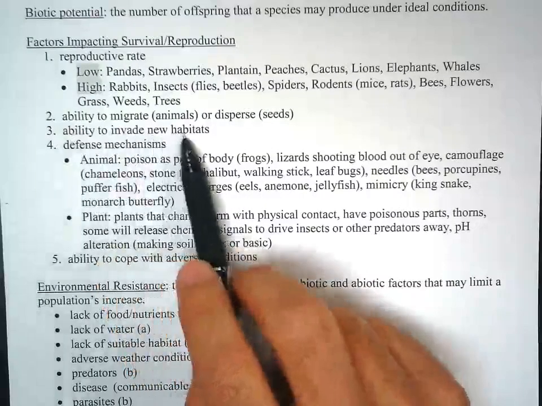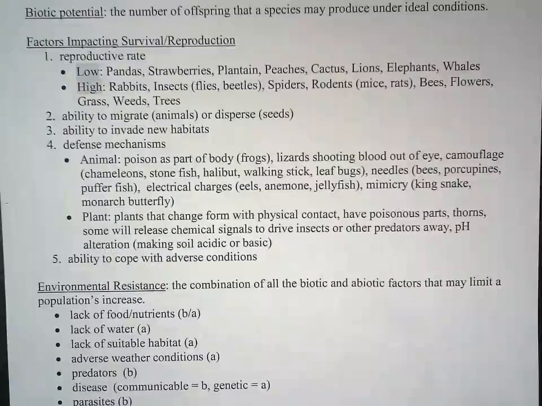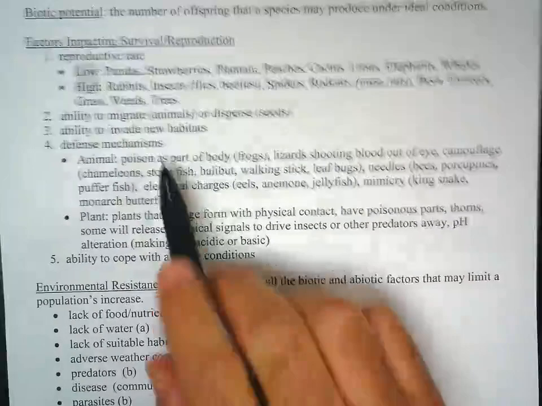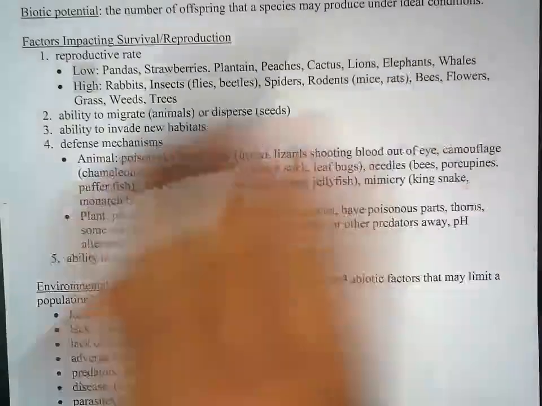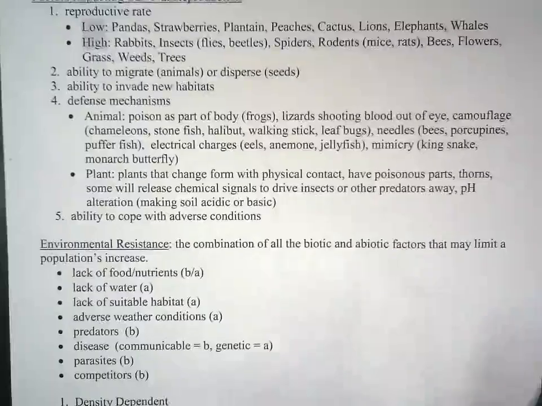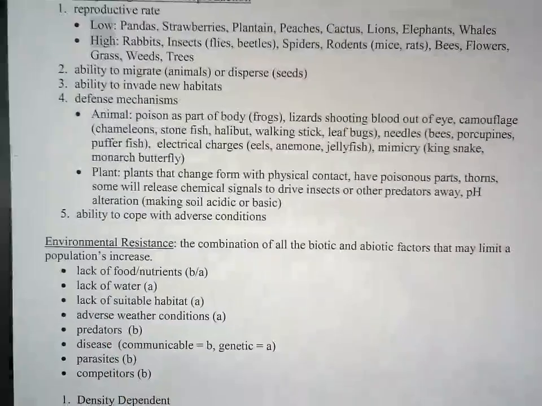The ability to invade new habitats is if an organism goes into a place, can it find new food sources? Can it survive the environmental conditions, the abiotic conditions, stuff like that? Okay. We've talked about defense mechanisms, obviously. And then the ability to cope with adverse conditions.